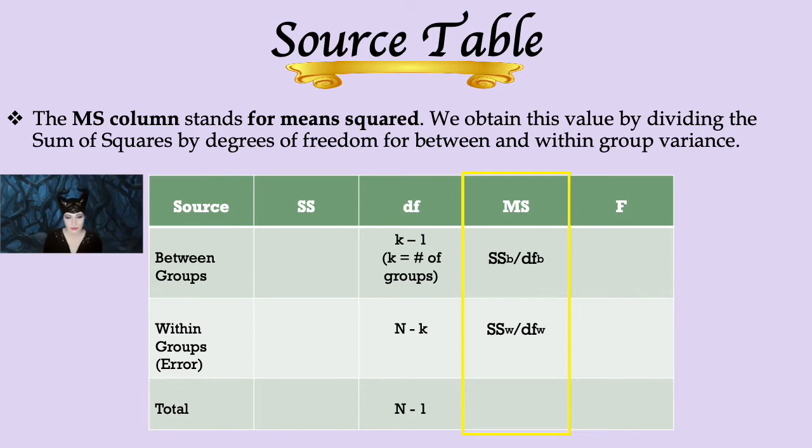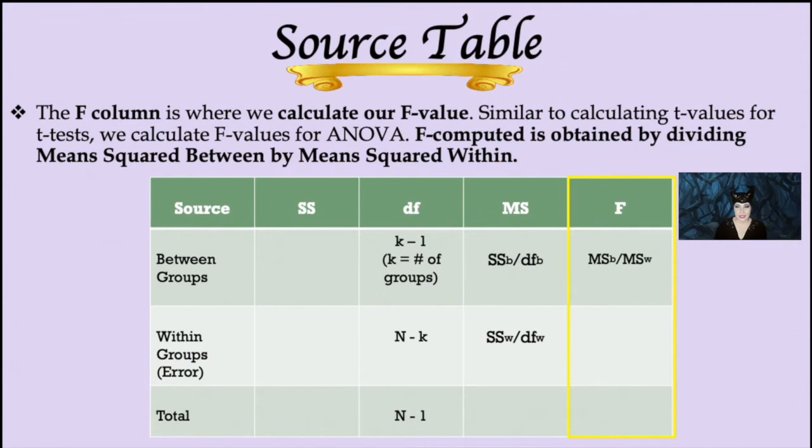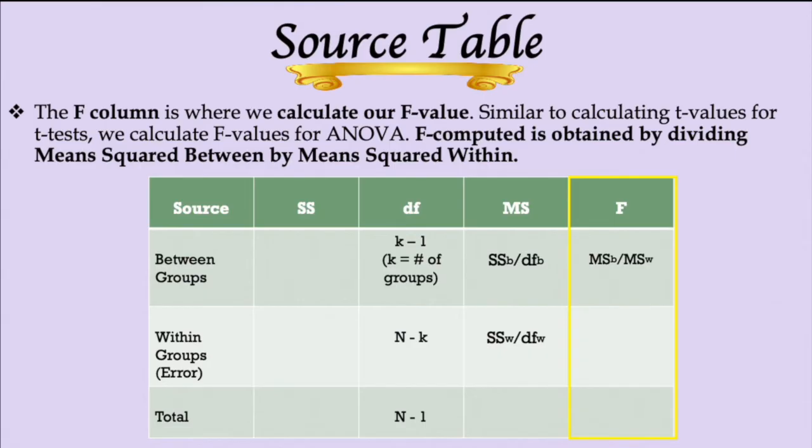And this step is the most important because it is going to help us calculate our F value. Whoa, now we have an F value? That's right. So previously when we were doing t-tests, we had t values. For ANOVA, we're going to calculate an F value. So another way to say ANOVA is an F test. So the F computed value is obtained by dividing the mean squared between groups by the mean squared within groups.